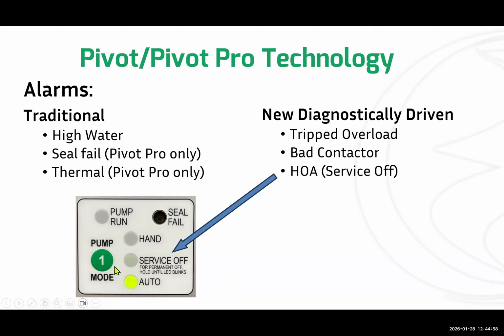If you press and hold that mode button for 5 seconds, this pump one in this case, will go into what we call permanent off. And you can read it right below there. It says service off, but then it says below for permanent off, hold until LED blinks. So if you press and hold that mode button, I think it's about 5 seconds, you'll get a blinking light on this off. And what that means is it's permanent off.